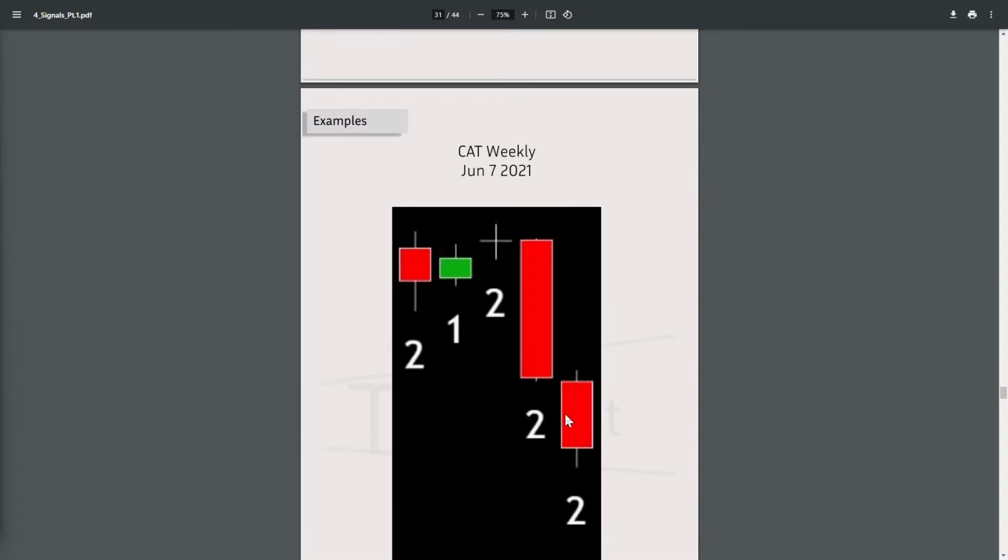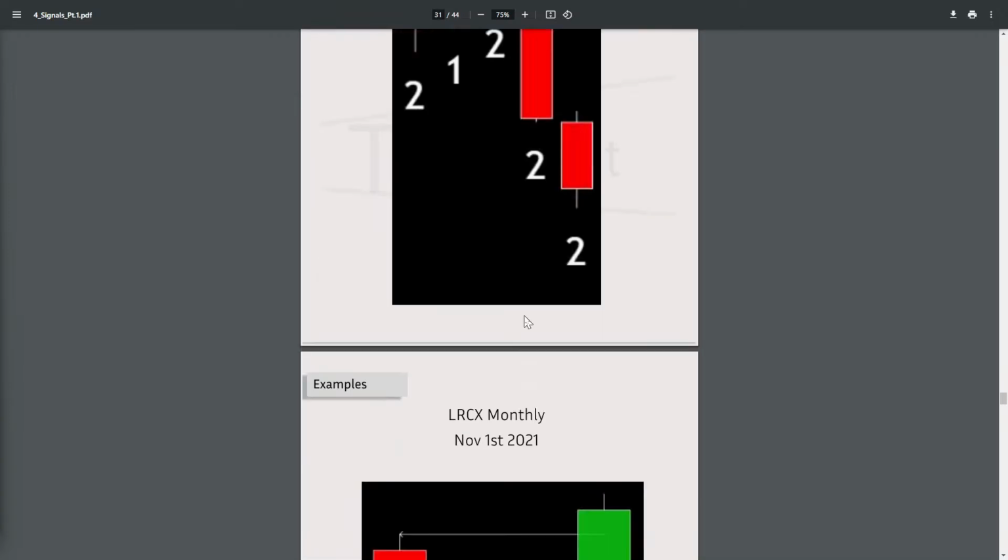CAT weekly, bearish 1-2-2, inside, 2 up, took out the magnitude. Then we got a 2-2 reversal right here. Magnitude was to take out this, and it did its job.